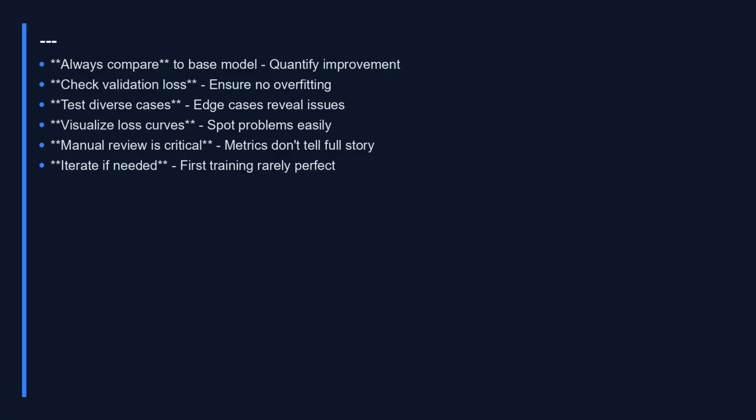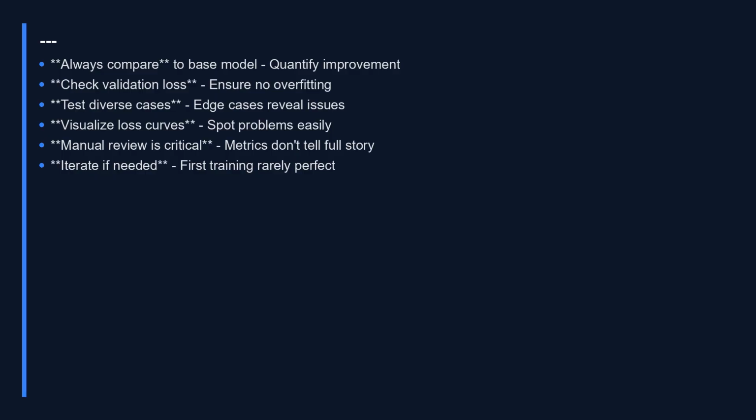Key takeaways: 6 things to carry forward from this lesson. Always compare to the base model. Improvement needs to be concrete and measurable, not assumed. Watch your validation loss closely. It's the single most reliable indicator of whether your model will generalize. Test diverse cases, especially edge cases. Clean inputs will almost always work. Edge cases are where production failures hide.